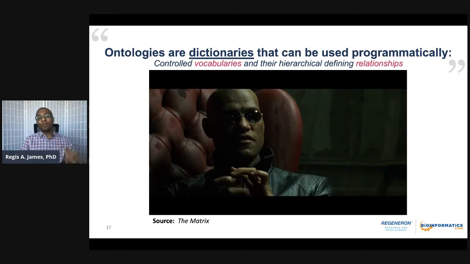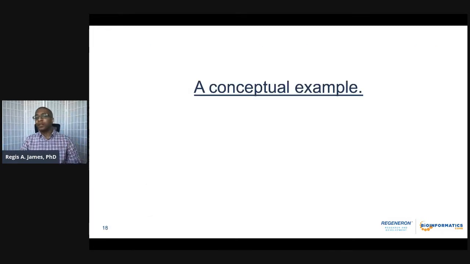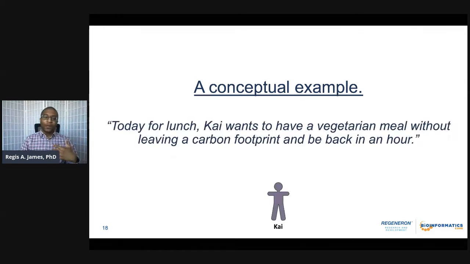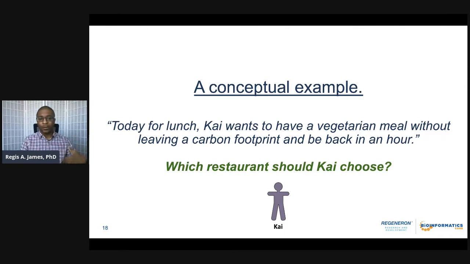But to explain a bit more about what I mean by ontologies and how actually literally everyone listening to this, everyone not listening to this, already has ontologies in their head and uses them all the time, I'll go into a conceptual example. So imagine we have someone named Kai here. Kai is a scientist, and before working on the next experiment, Kai says, well, today for lunch, I want to have a vegetarian meal without leaving a carbon footprint and be back to the lab in an hour. So the question is, which restaurant should Kai choose?